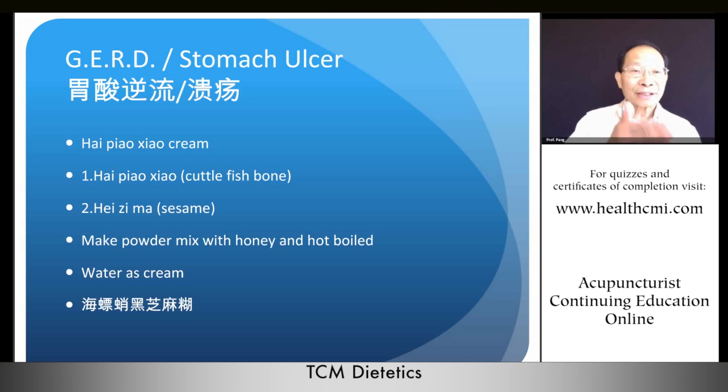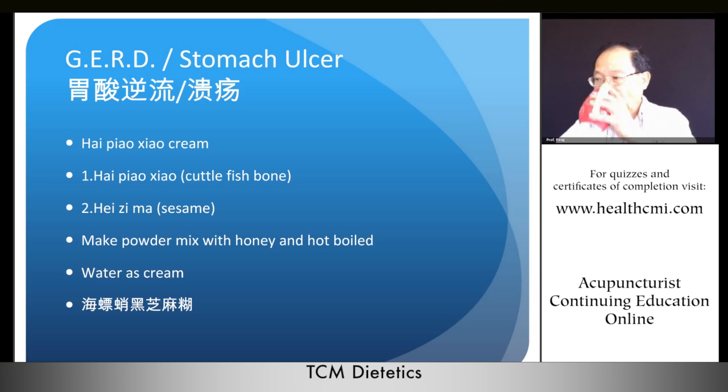The patient can use that hai piao xiao, the cuttlefish bone powder, mixed with the sesame or honey, but you can adjust the percentage a little bit by yourself. That is similar to taking anti-acid medication, like we mentioned before, something like a PPI, okay? But it won't have an effect at the cell level. Right. So long-term, hai piao xiao is safe.